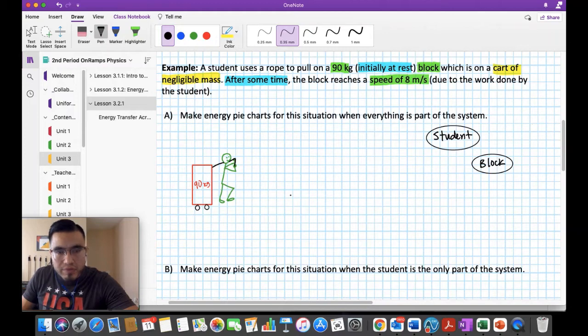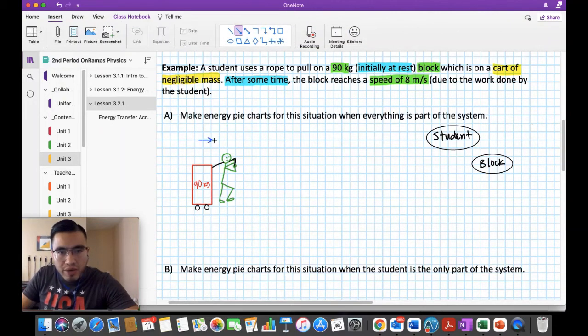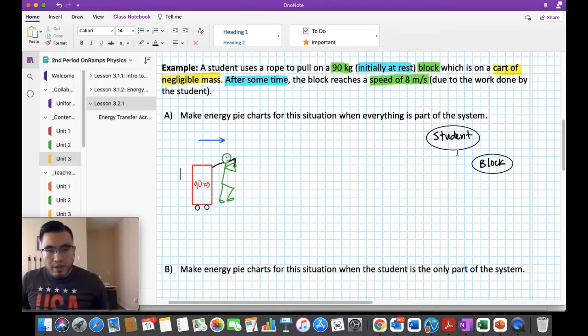And then we have motion to the right. That's the direction of motion, right? And let's assume the angle is 0, just for the sake of this example, right? Meaning we're maximizing the work.